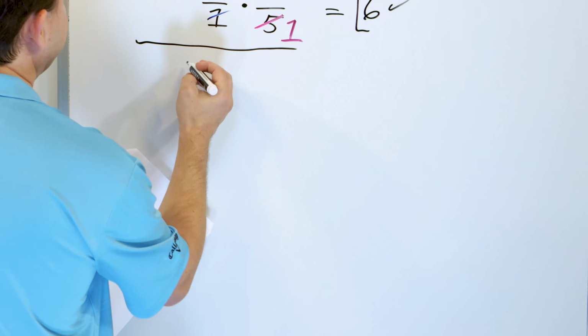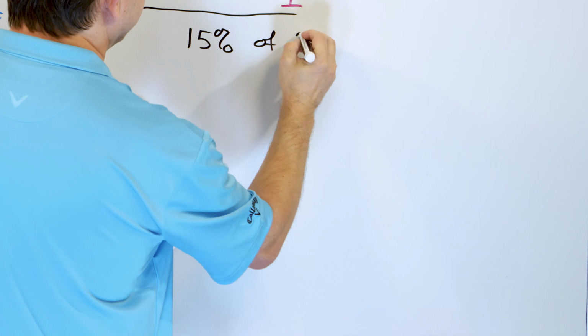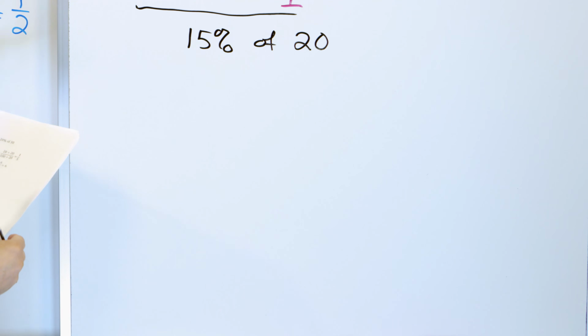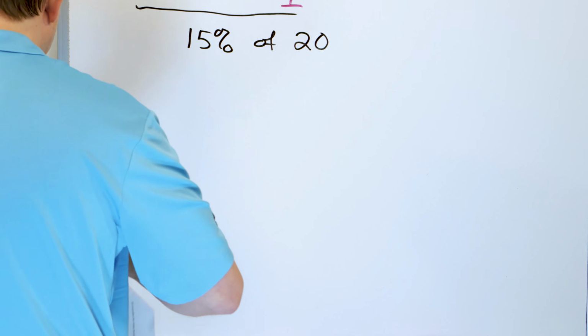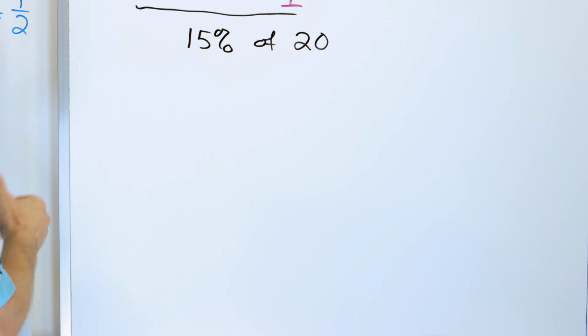Let's say we're doing or taking 15% of 20. So let's say that I'm going to give away 15% of my 20 baseball cards. I have 20 baseball cards. I'm going to give 15% of them away. How many am I going to give away?